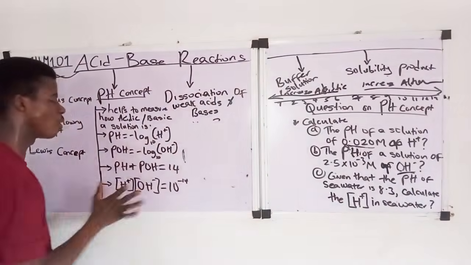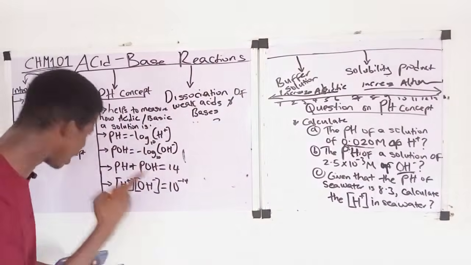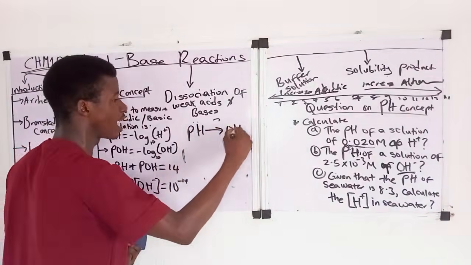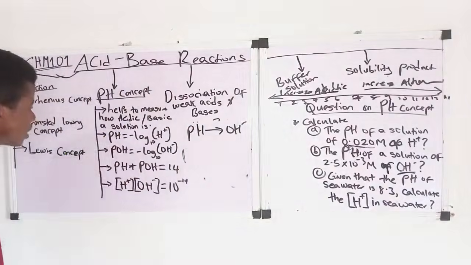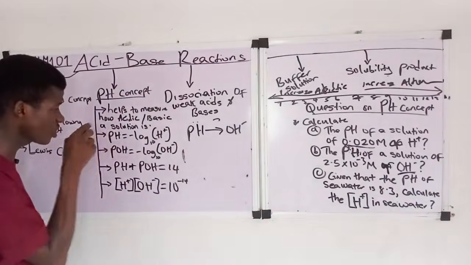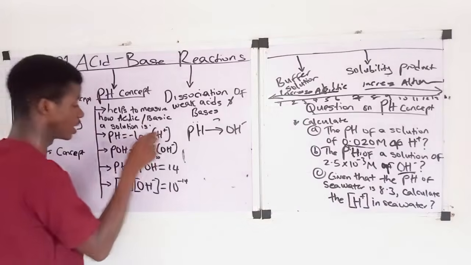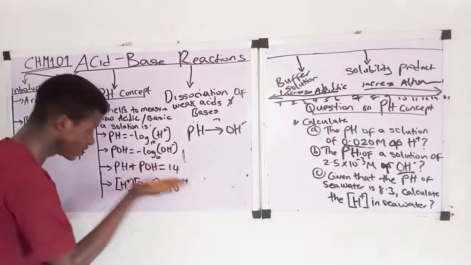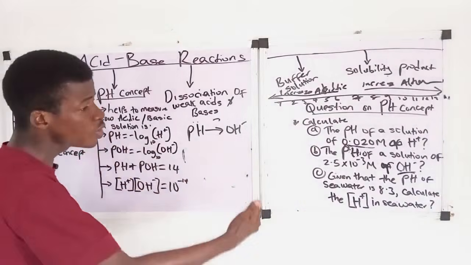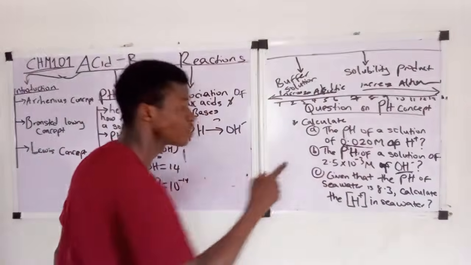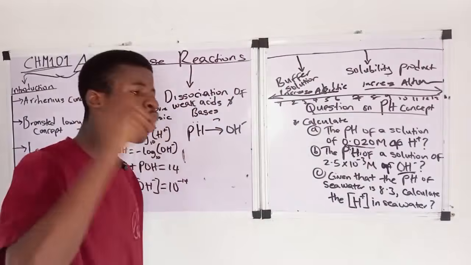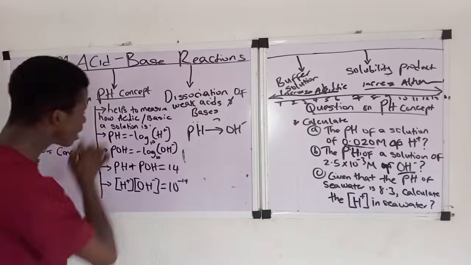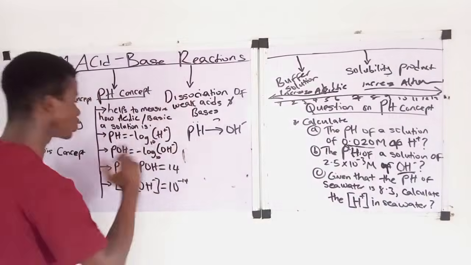If you look at the 4 formulas I gave you, there is no formula that relates pH with hydroxide ion. The first formula relates pH with hydrogen ion, the second formula relates pOH with OH, and the third you cannot even see. So if they ask for pH of OH, no formula here relates pH to OH.